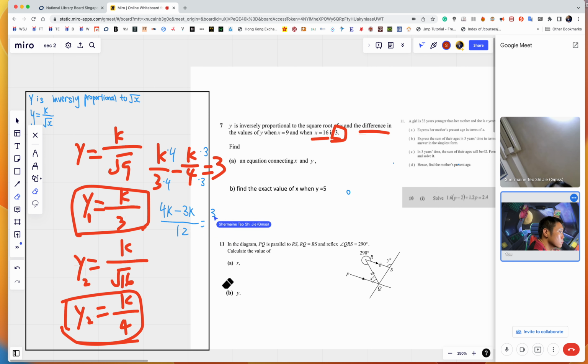Good. Okay, good. 你在做什么？哦，OK, good. Cross multiply. Huh? You open the bracket for what? 4k minus 3k can... Wait. You open the bracket for what?